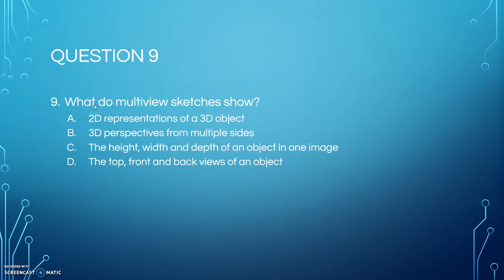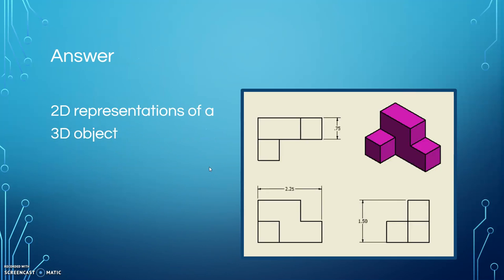Question 9. What do multi-view sketches show? Is it A, 2D representations of a 3D object? B, 3D perspectives from multiple sides? C, the height, width, and depth of an object in one image? Or D, the top, front, and back views of an object? The answer is 2D representations of a 3D object.